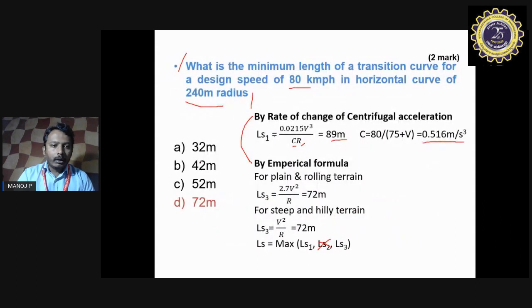Sometimes in the GATE exam you may say the maximum of 1 and 3, but here the maximum value is 89. Still, 89 is not mentioned in the options. Sometimes in the GATE question paper, that option will not be mentioned. Then what you are supposed to do is put the nearest value to whatever you got. So here the nearest value is 72 meters, so you consider this value.